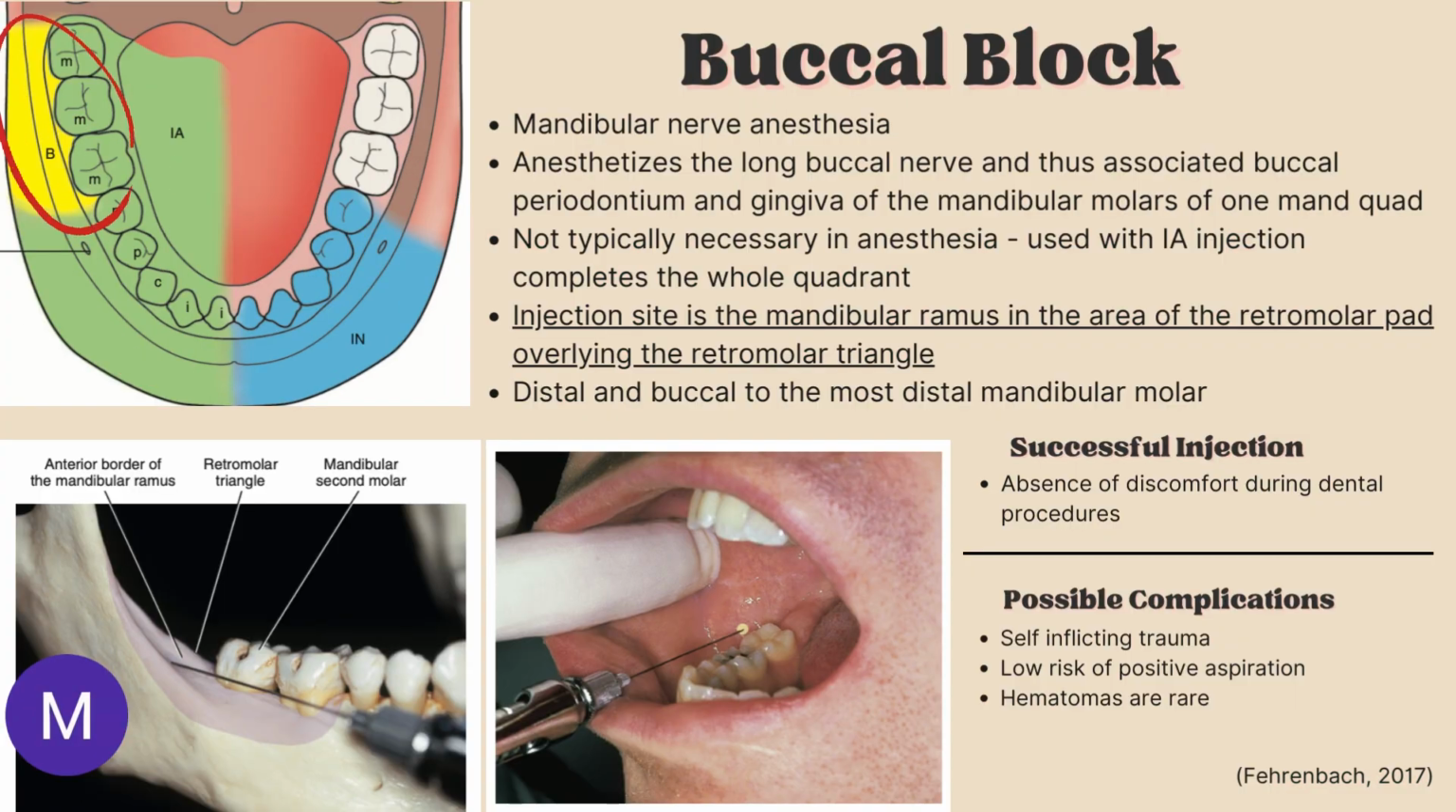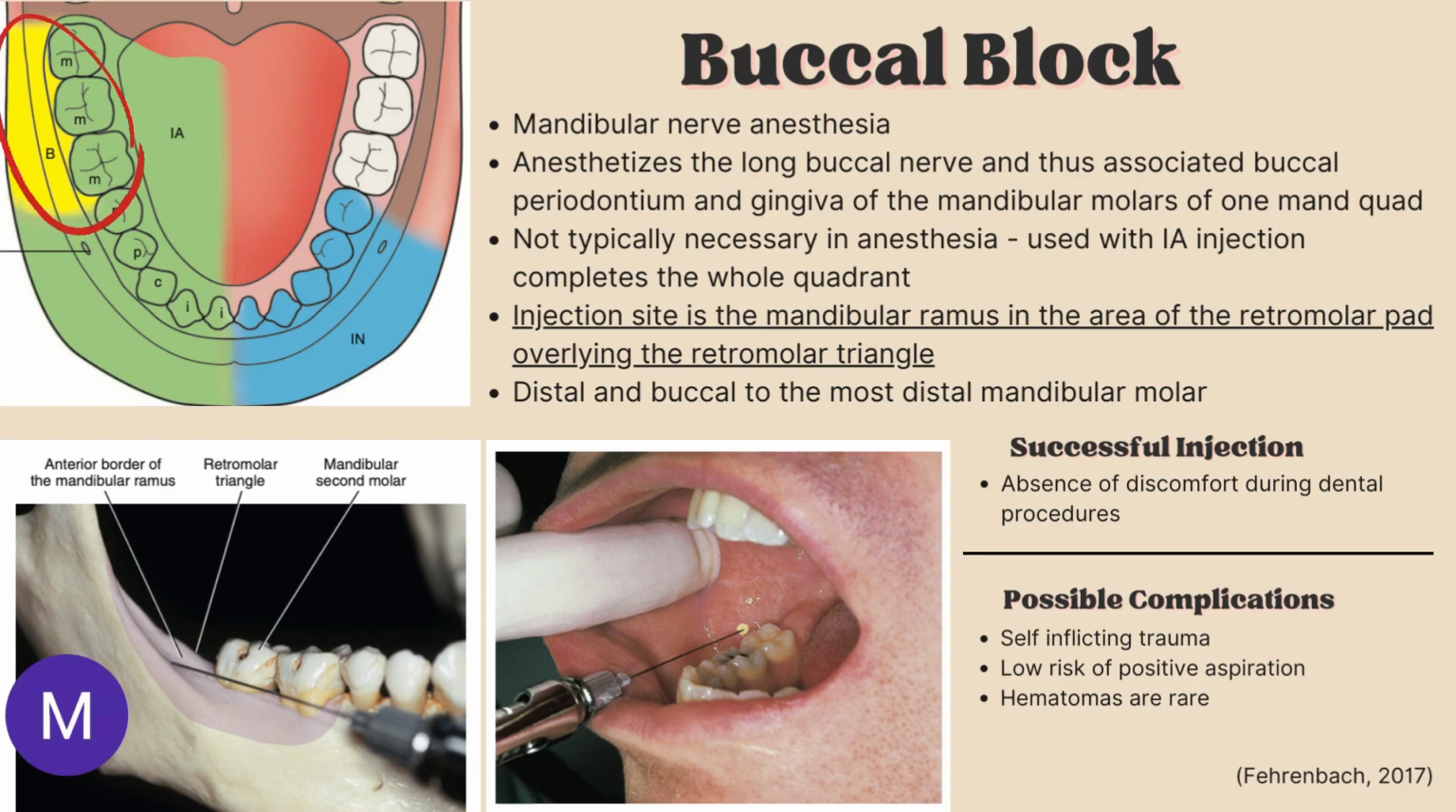And now we're moving forward with the buccal block. The buccal block anesthetizes the long buccal nerve and thus the associated buccal periodontium and gingiva of the mandibular molars within one mandibular quadrant. Many times, this block is not necessary if the buccal tissue is not impacted by the dental procedures provided. However, the buccal block together with an IA block will complete the mandibular quadrant anesthesia.